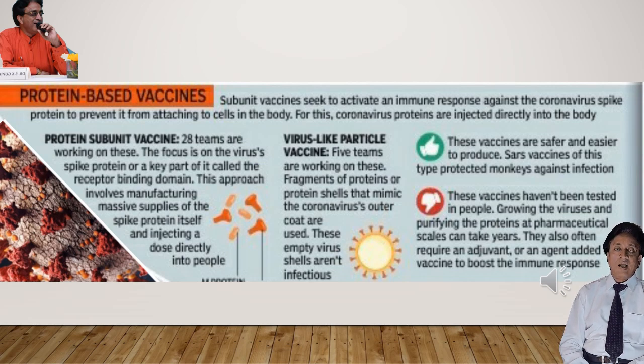And once the protein is formed by these plants or the other viruses, this protein can be purified and can be injected into the human body. These vaccines are pretty safe and they are easier to produce. A SARS vaccine of this type was able to protect monkeys against the infection. However, these vaccines have not been tested in people for a long time.